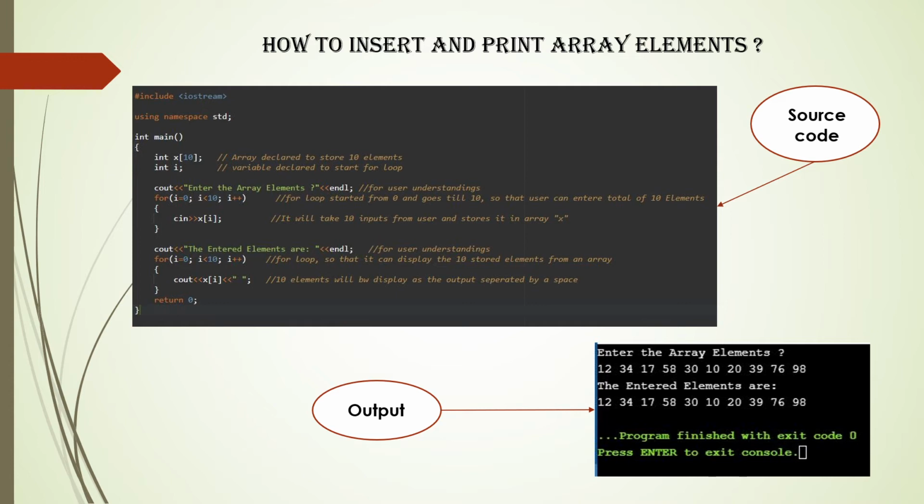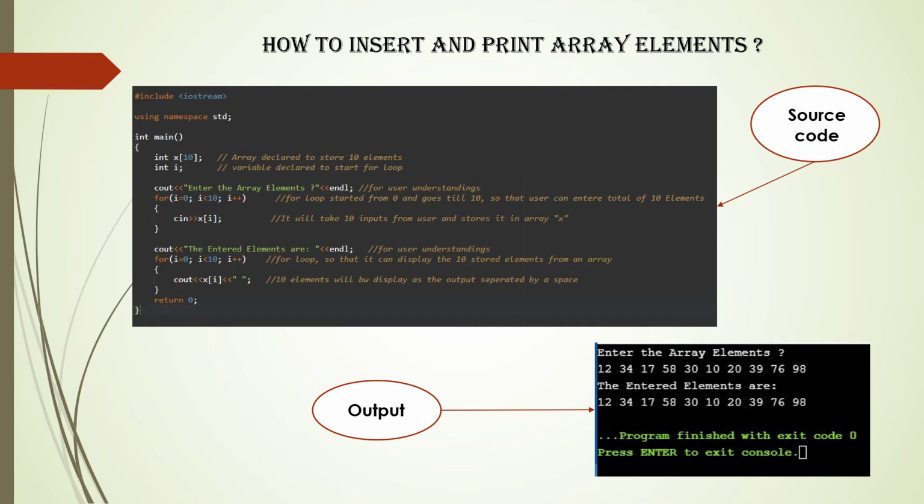In this program I have declared the array named x of int data type which can store 10 elements of int data type, then another variable i of int data type, and then I have printed the message "enter the array elements". This is for user understanding. Now since we have to store 10 elements in a single array, for this we will use the for loop here. Here I have declared a for loop which starts with 0 and goes till 10.